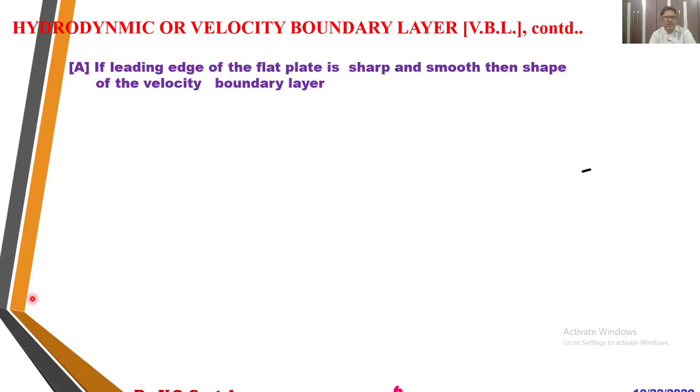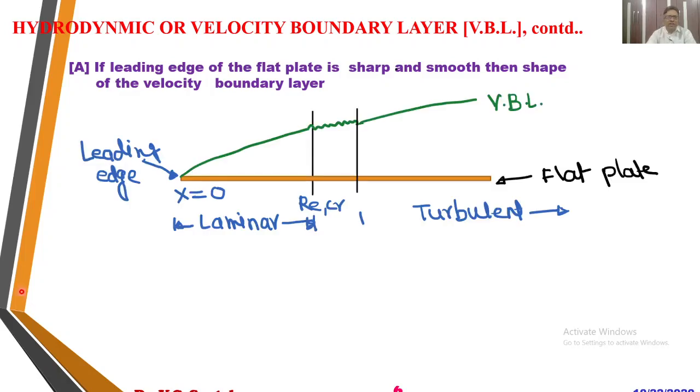Now let us discuss few more aspects. If the leading edge of the flat plate is very sharp and smooth, then the shape of the velocity profile under this condition will have three distinct zones: laminar region, transition region, and turbulent region. Flow will be laminar first, then it will undergo transition and then it will become turbulent.